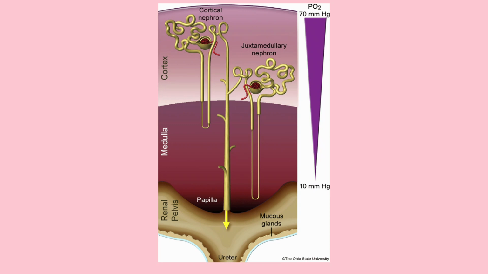And then this is just a different way to look at it. You can see that the juxtamedullary nephron goes further into the medulla. They're longer, and they're able to draw more water out, concentrate the urine better.